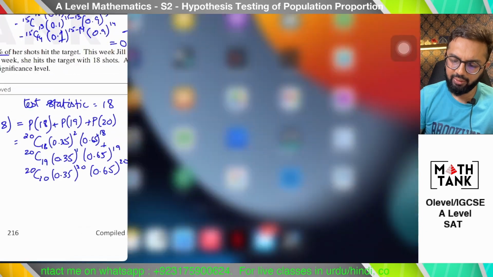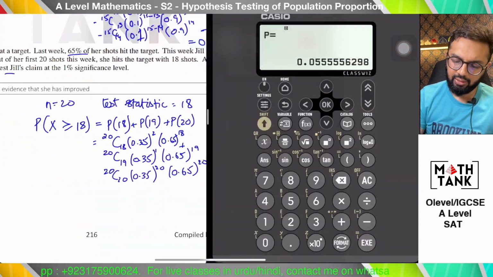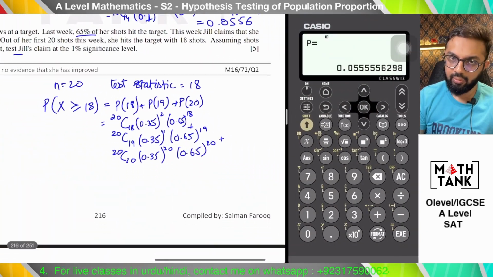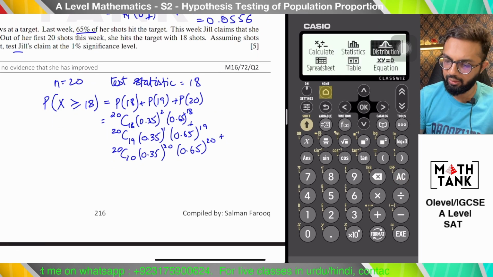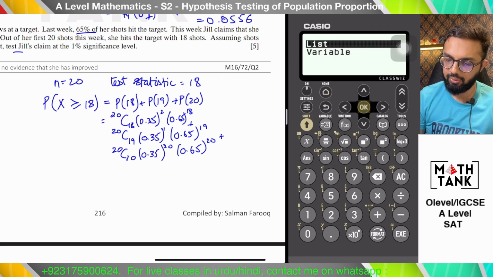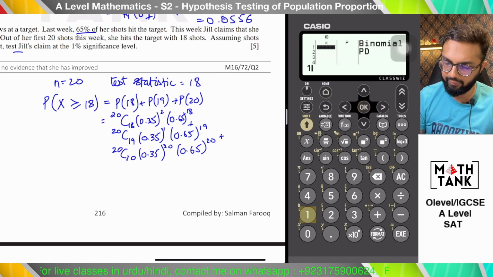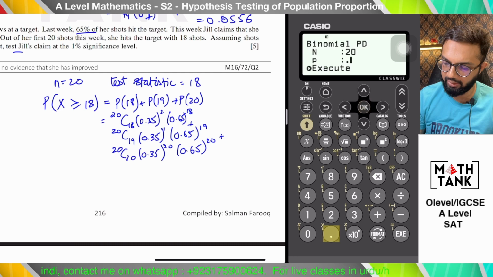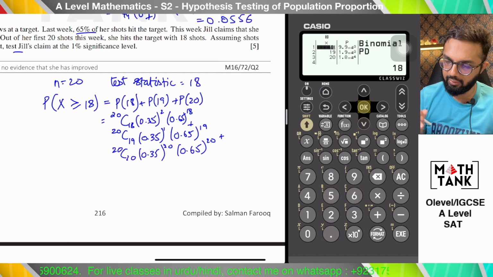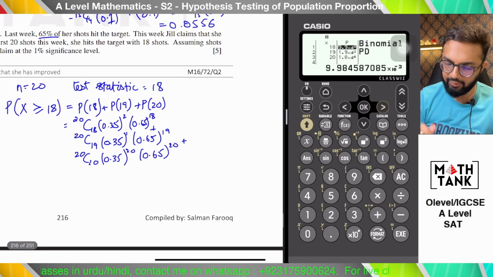So I'm going to pull out my calculator again and tell you that this time I go to binomial probability distribution, and I say that I want a list of 18, 19, and 20, and I want N as 20, and I want 0.65. Okay, let's execute. Okay, pretty small values. Let's combine them.